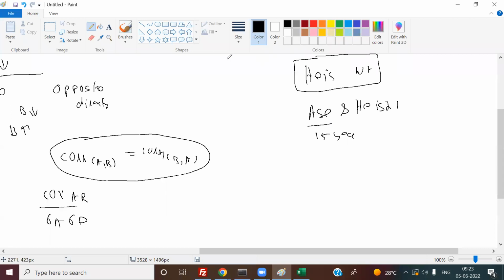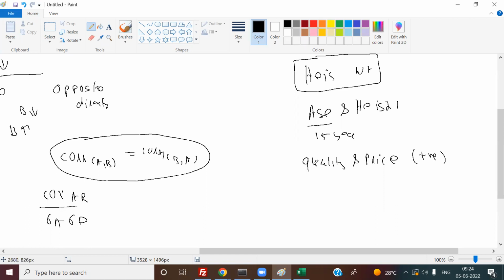Any other example of positive or negative? Price and quality of product. इसको वैसा वैसा बोलो ना, क्वालिटी ऑफ प्रोडक्ट एंड प्राइस. If you increase the quality, price is likely to increase. Okay, yes. So quality and price. So is it positive or negative? Positive.